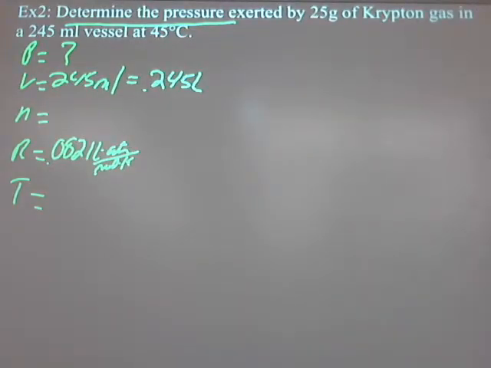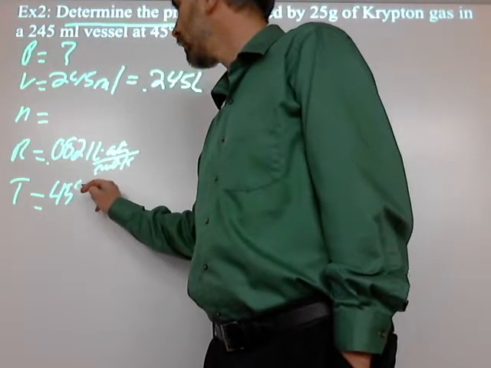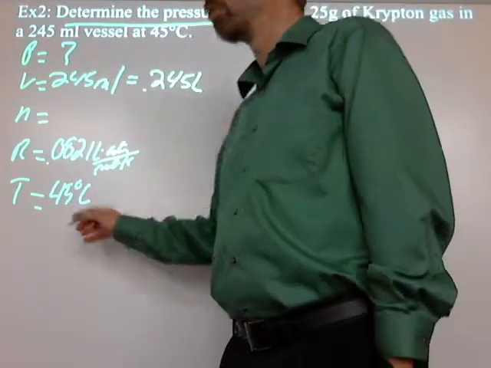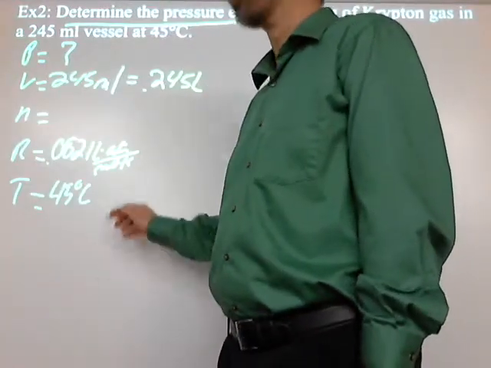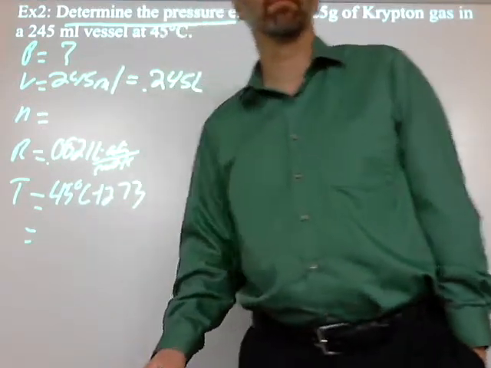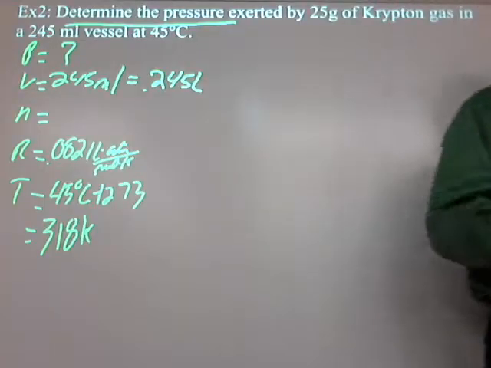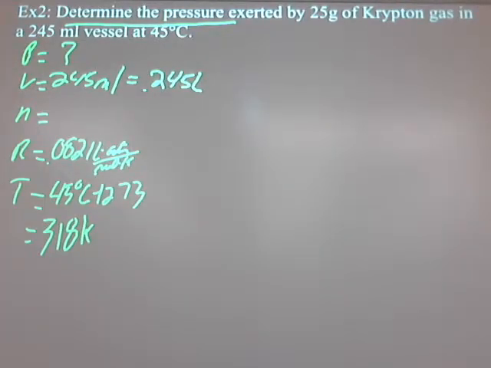Do I know the T? Do I know what T is? What's the temperature? 45 degrees Celsius, which I can't use. What do I have to do? Add 273 onto that. What do I get? 318. Now let's go back to that N. I don't know, it's not given to me, the moles of the problem.